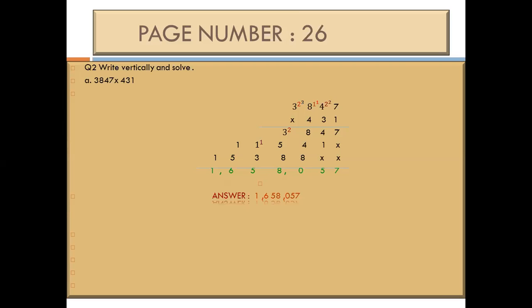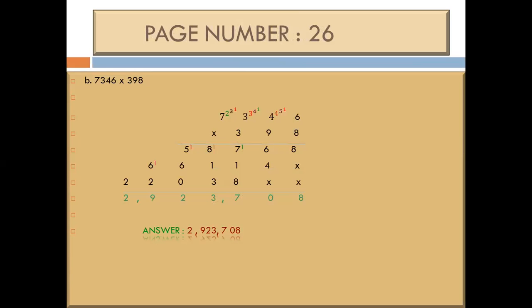Now the last step, and in this step what we do, we add the numbers. 7, 4 plus 1, 5. 8 plus 4, 12. 12 plus 8, 20. We write here 0 and we carry 2 on 3. 3 plus 5 is 8, 8 plus 8 is 16, 16 plus 2 is 18. 8, we carry 1. 3 plus 1, 4 and 1, 5. 5 and 1, 6 and 1 is left there. Our answer is 1658057.